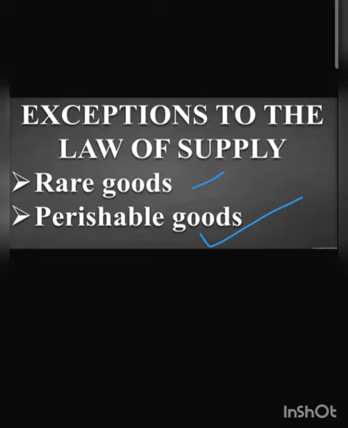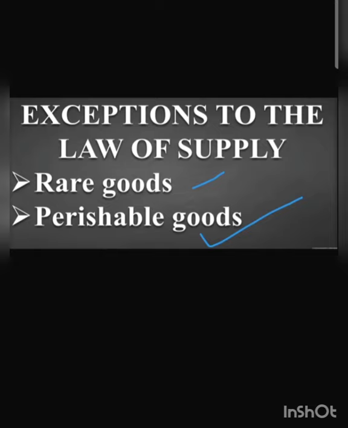Then the second is perishable goods. If we talk about perishable goods, like milk, green vegetables, fruits, eggs, they cannot be stored for a longer period of time. The consumption is done only one time, hence we use it once and it is over. So they cannot be stored for a longer time, and they are not durable.